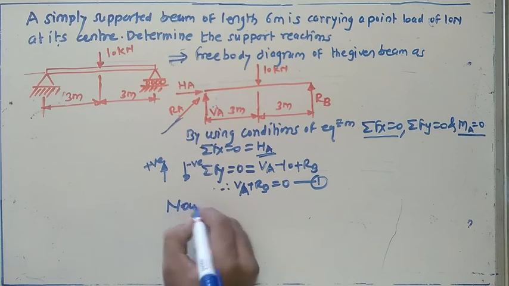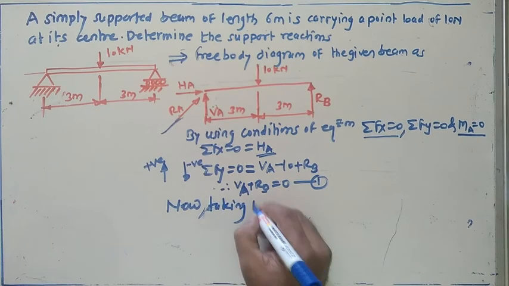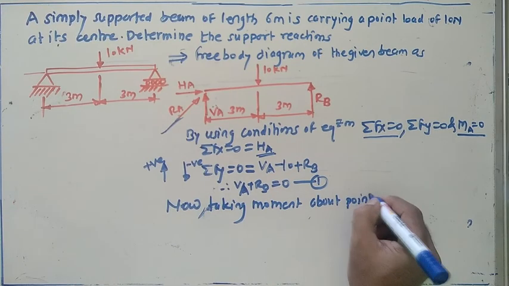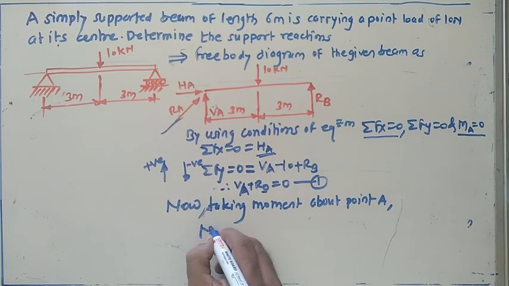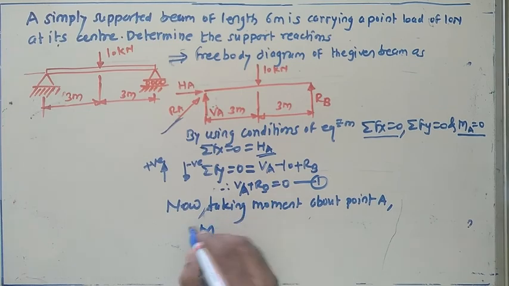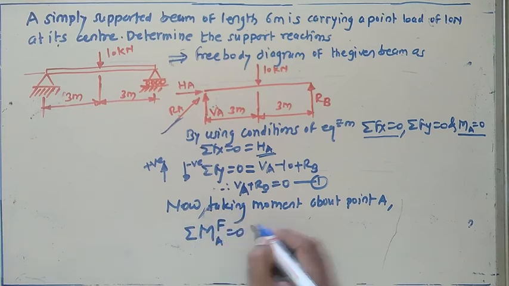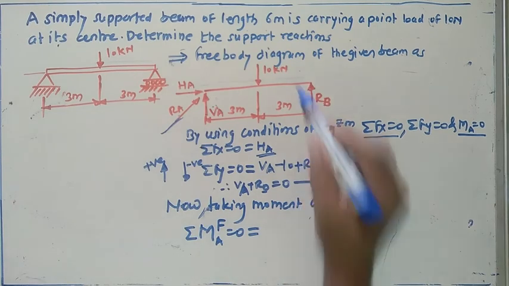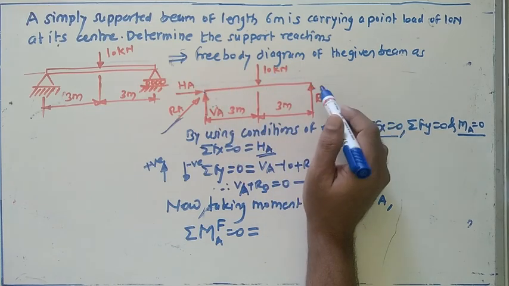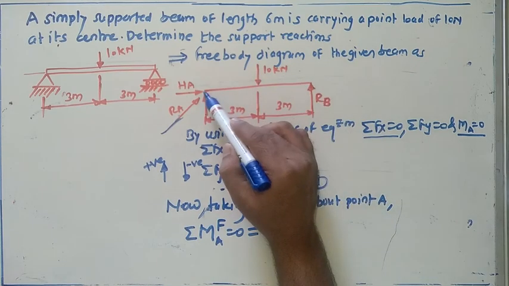Now taking moment about point A. Summation of all the moments about point A must be equal to 0. Now we consider the point A, about which you have to take the moment of this force and this force. Why are we taking the moment here? Because we can get the unknown terms easily. So here is the point about which you have to take the moment.